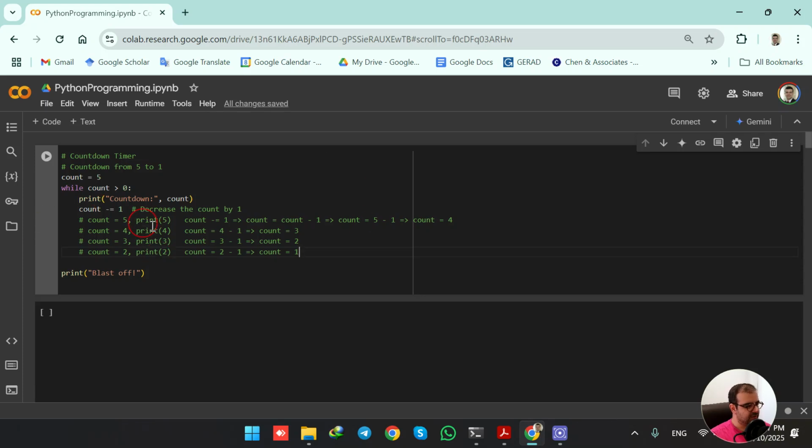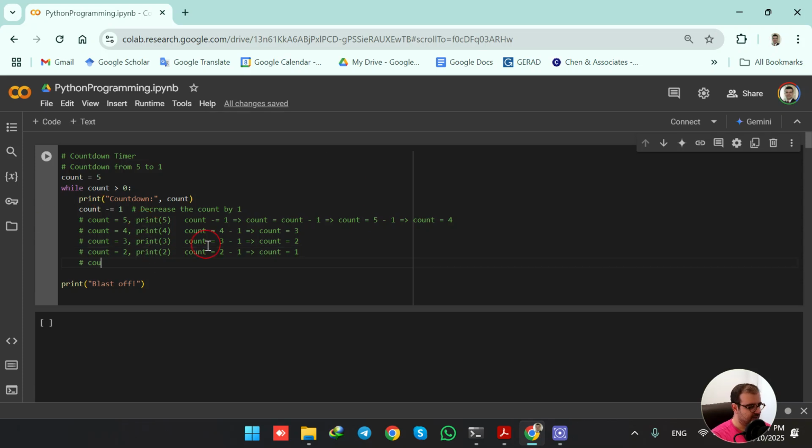And now 1 is larger than 0. Yes, so count equals 1, print 1. And we are having 1 minus 1 equals, now count equals 0. So it goes back up again. It checks count is larger than 0.